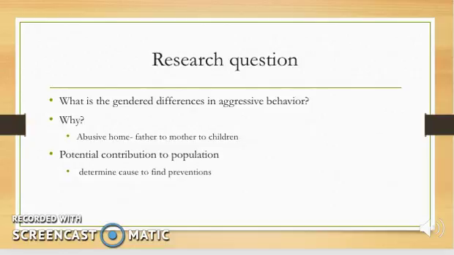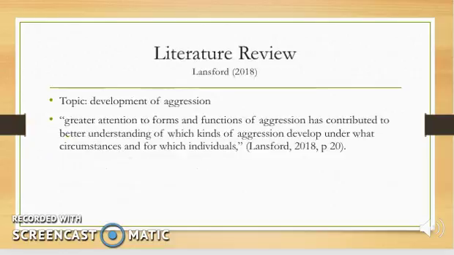The first piece of literature that I will be going over is from Lansford in 2018. She studied the development of aggression, and she was able to conclude that the 5 forms of aggression are physical, verbal, indirect, relational, and social. She also came up with 2 main functions of aggression, which are reactive and proactive.